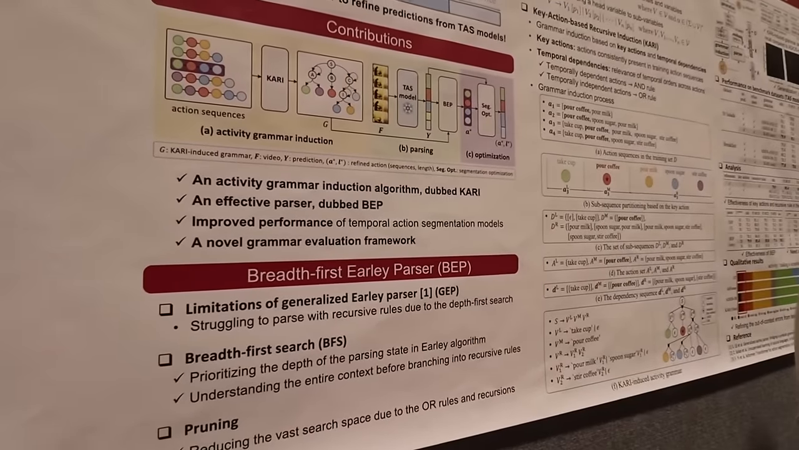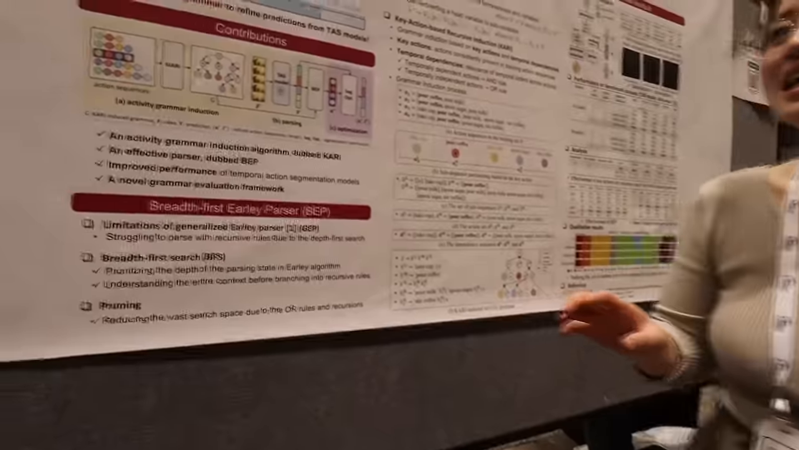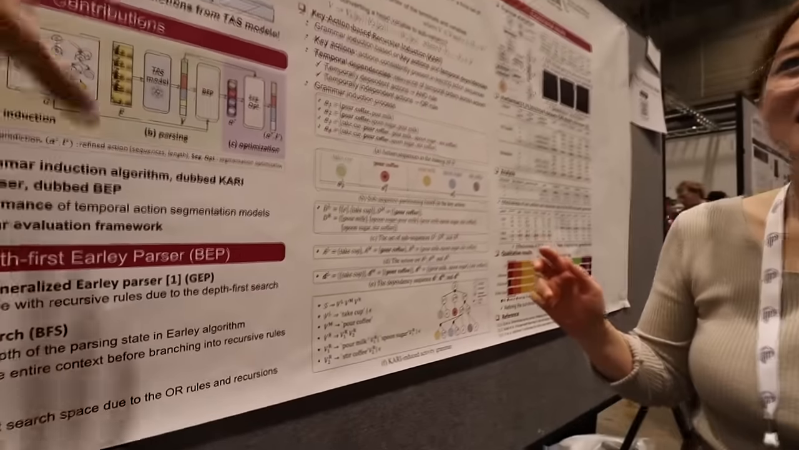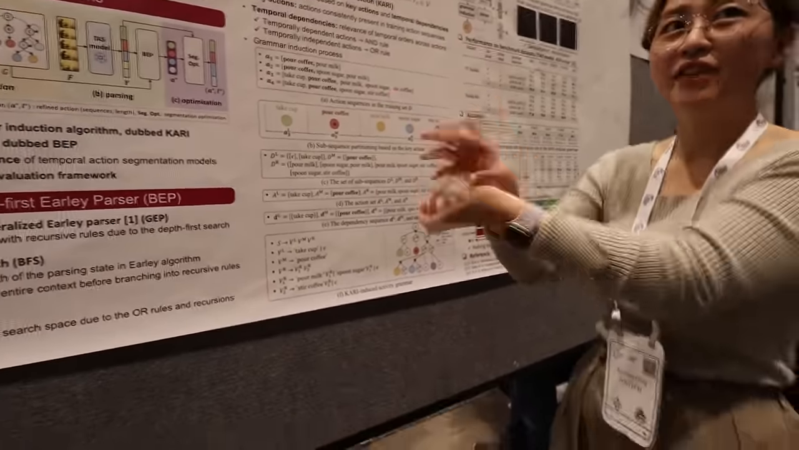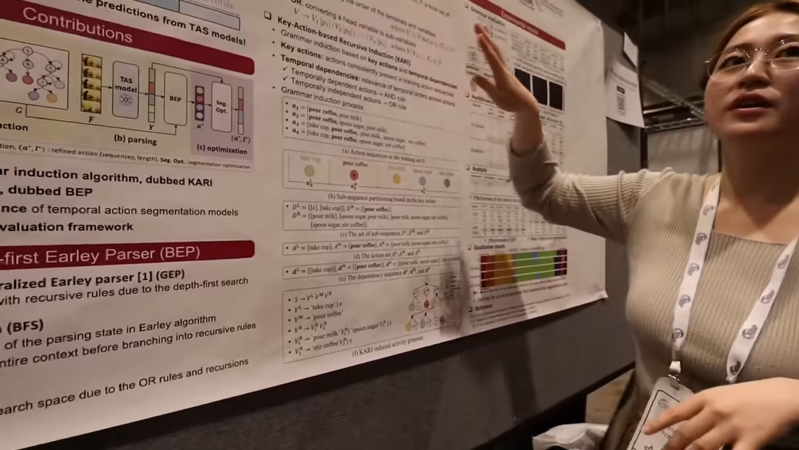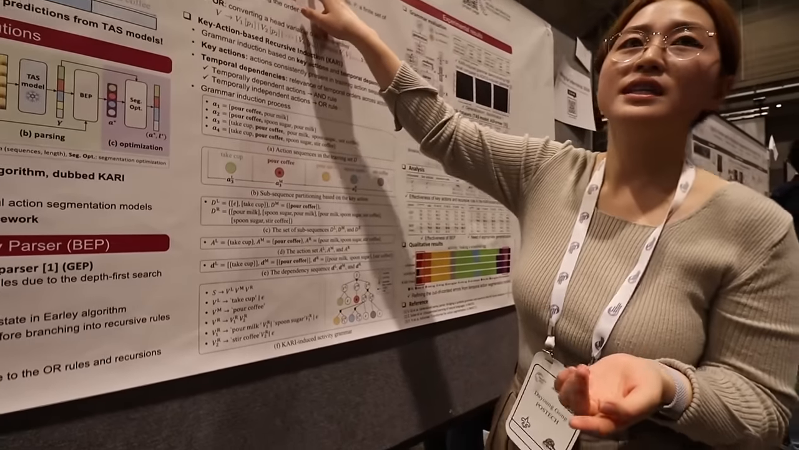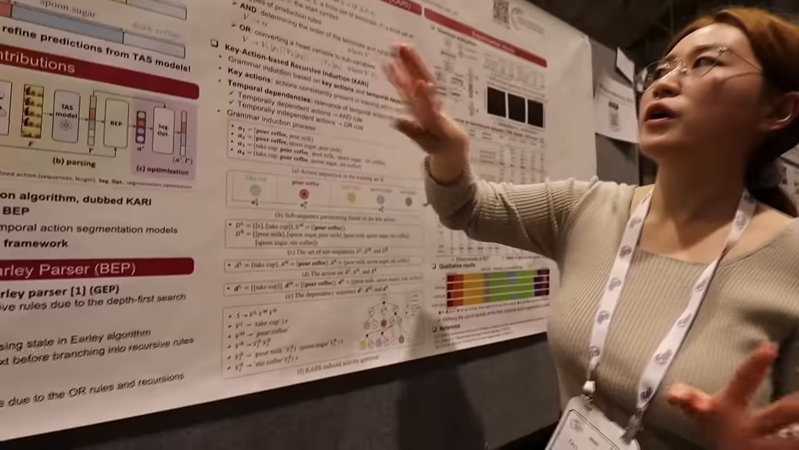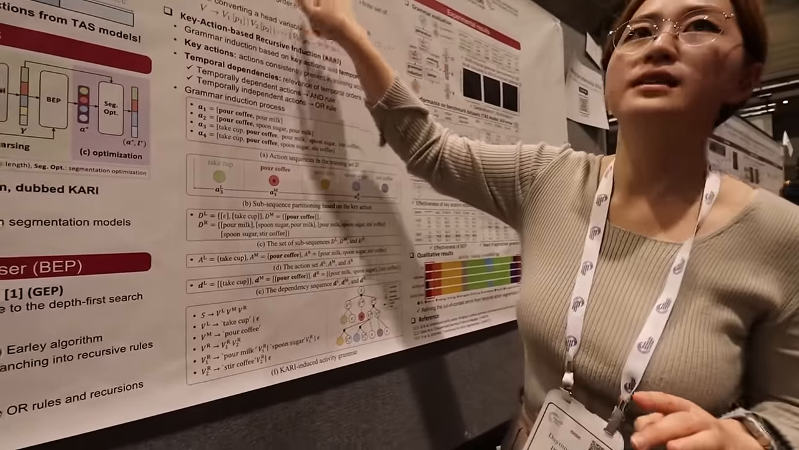The existing grammars are too simple. Their grammar is too simple. Okay. And this is fully learned, or? This is not learned. This is just an induction algorithm. So our activity grammar is based on probabilistic context-free grammar, and there are four components: the variables, terminals, rules, and the star symbol.